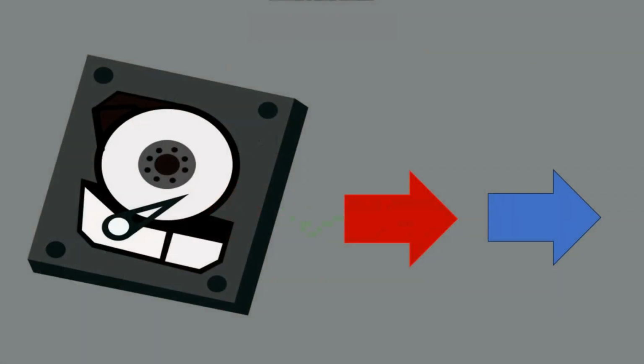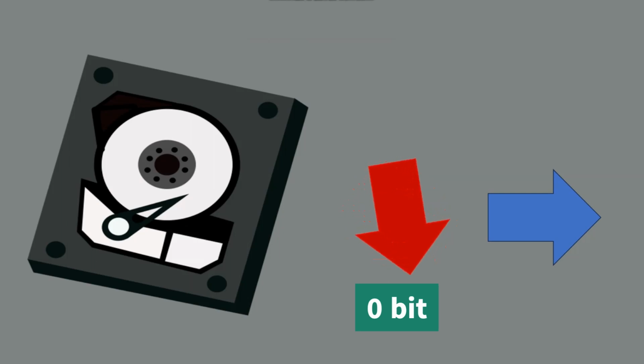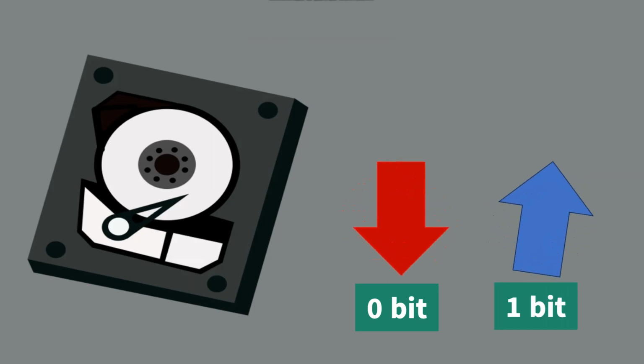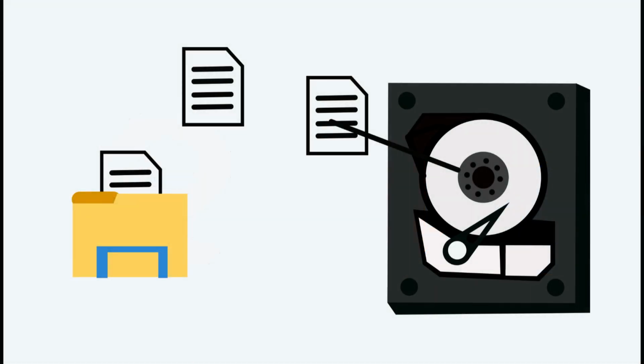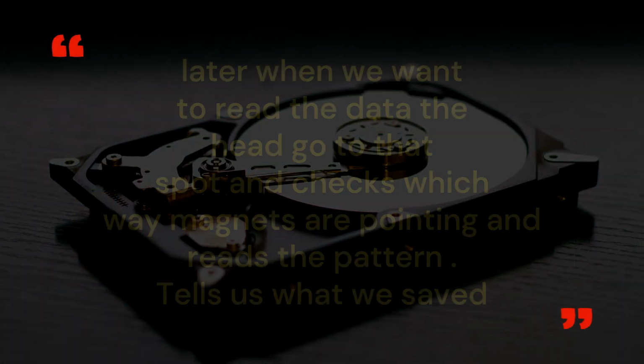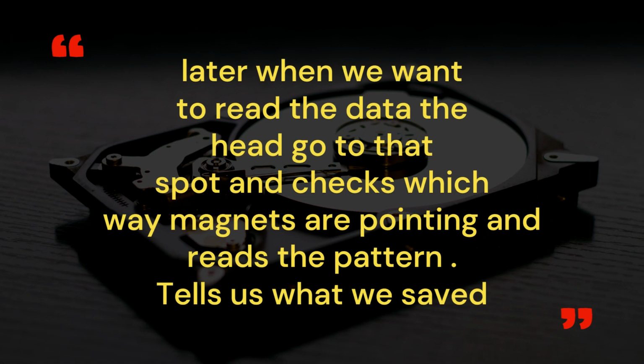When we want to save data, the read-write head makes some magnetic symbol, where some points are up and some points are down. This way, we create a secret pattern that stands for the stuff we want to save. Later, when we want to read the data, the head goes to that spot and checks which way the magnets are pointing and reads the pattern that tells us what we saved.